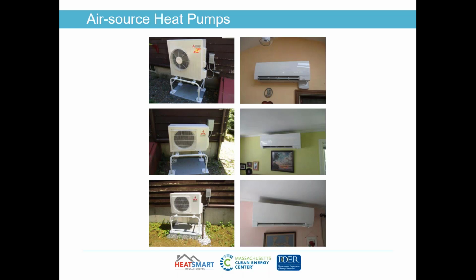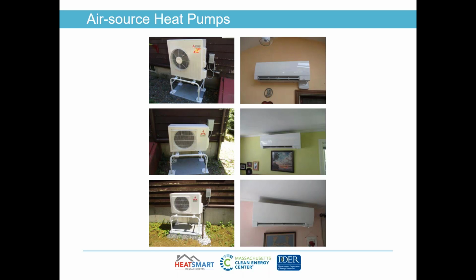So what you see pictured here are 3 different outdoor heat pump units and 3 indoor units. This, I believe, is a project in Northfield, Massachusetts. On the left hand, you have the outdoor compressors. They're typically mounted 12 to 18 inches off the ground to ensure that they're mounted above the snow line, so that during the winter, the units aren't covered up by snow.